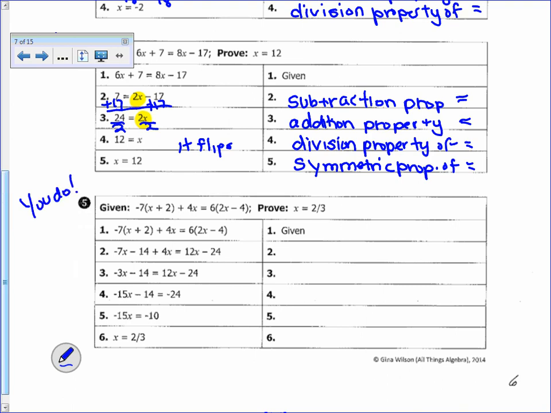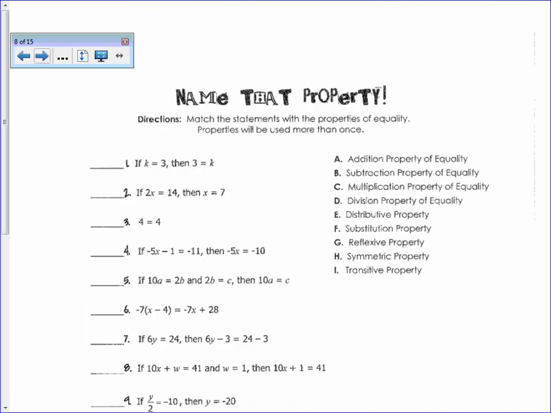Alright? And then you're going to go on to do this page. It's for a grade. Have a blast. Have a good time. Let me see it when you're done.